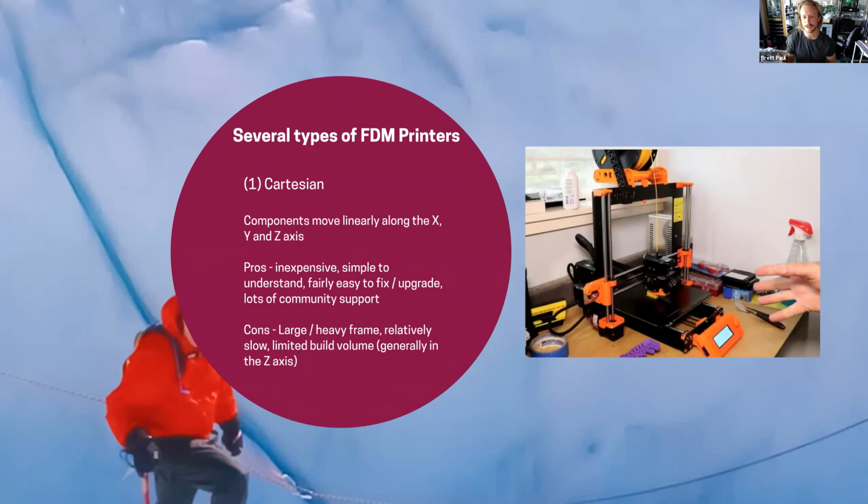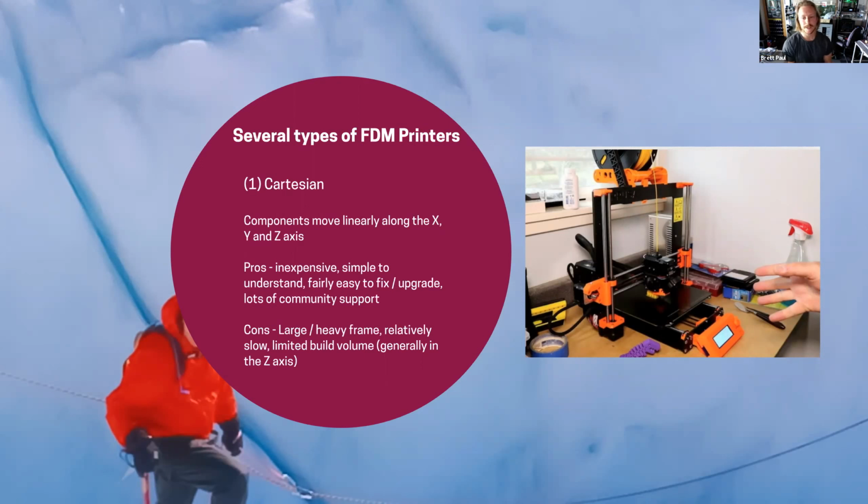The pros to a Cartesian printer like this is it's inexpensive, it's pretty simple to understand, and for that reason it's easy to fix or upgrade. This is the bread and butter type of FDM desktop printer, so there's a lot of support out there. There's hundreds of forums, and a lot of people know a lot about it. If you're getting up and running, this is a great place to start, because you can go online and get your questions answered.